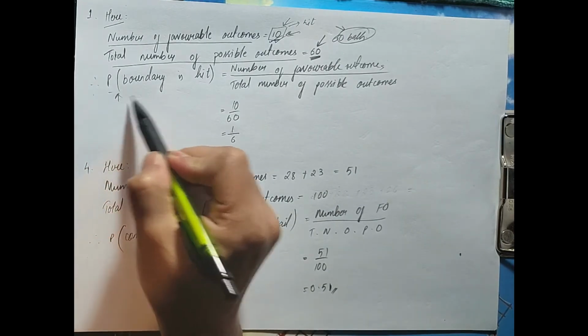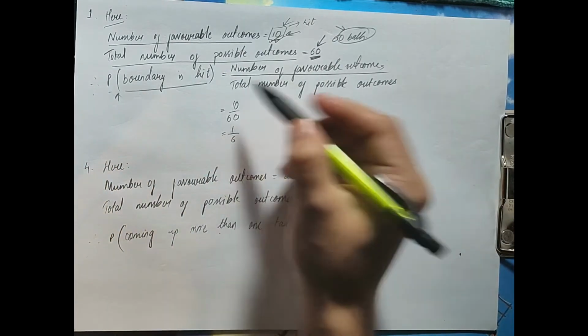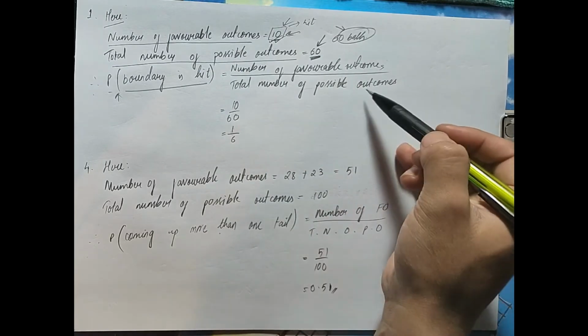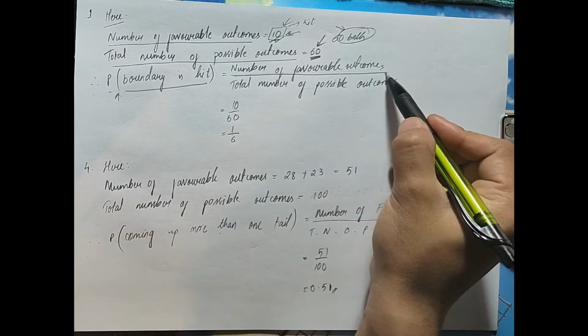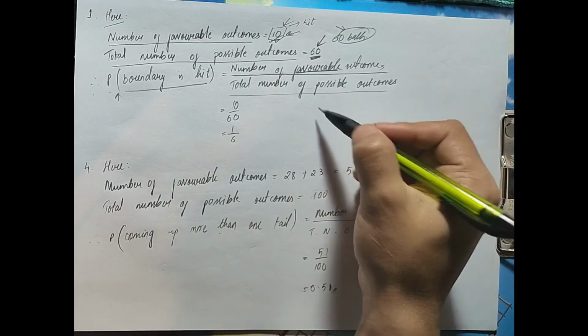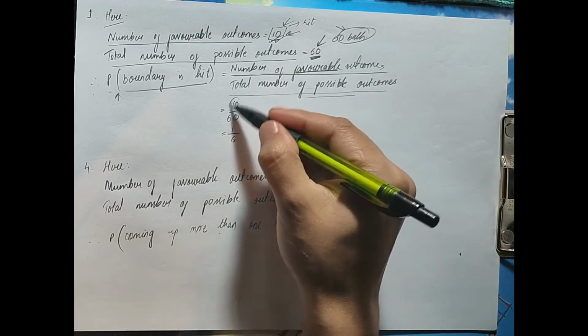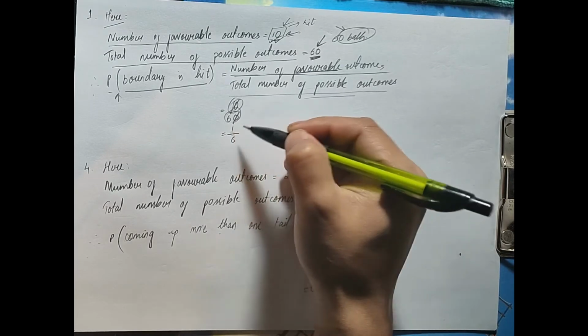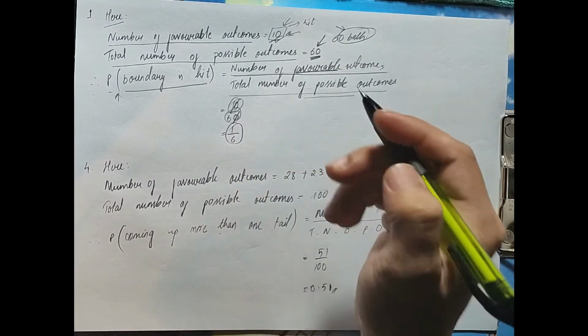Therefore probability of the boundary being hit is equal to, you'll have to write the whole formula every time, number of favorable outcomes divided by total number of possible outcomes, which is 10 by 60. The 0s will get cancelled, you'll get 1 by 6.